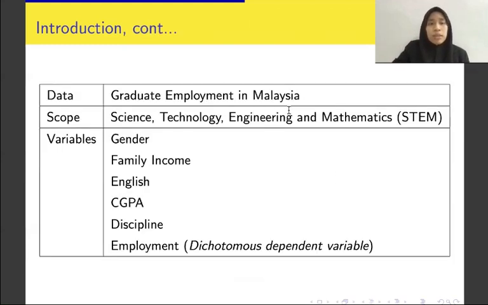The data set that we are analyzing is about graduate employment in Malaysia. The scope of our interest is science, technology, engineering, and mathematics, also known as STEM. This dataset consists of the variables gender, family income, English, CGPA, discipline, and employment. Employment is chosen as the dichotomous dependent variable because it has two levels, that is employed and unemployed.